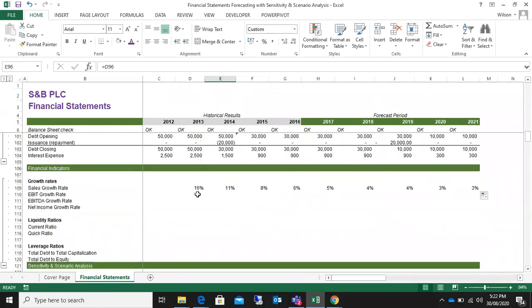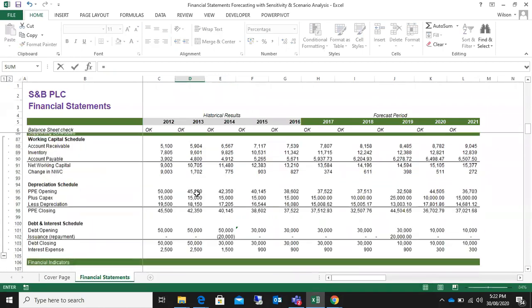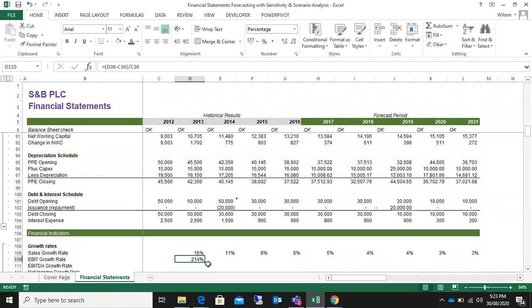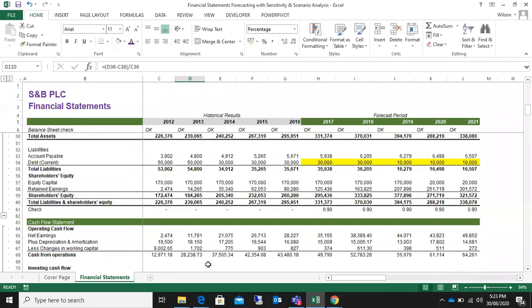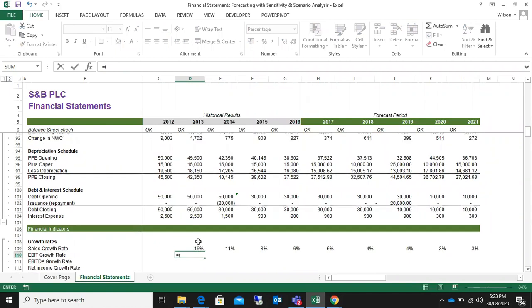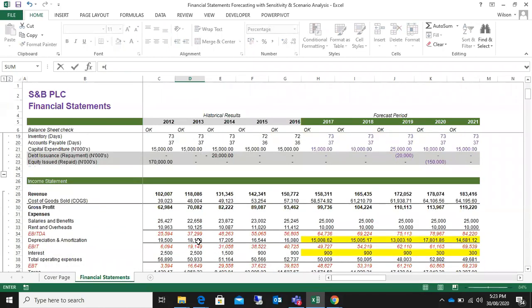So we've been able to do the sales growth. Now we do EBIT, under financial indicators. We pick EBIT for 2013, open the bracket, new minus old, close the bracket, over old. Then you press enter. What do we have here? This seems not to be right. The figure is high, so that's why I'm thinking it may not be right. Let's do that again.